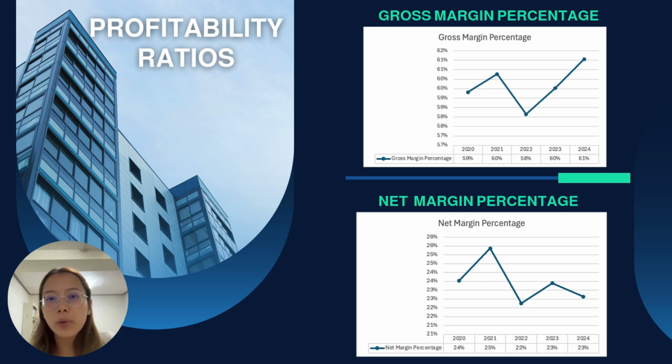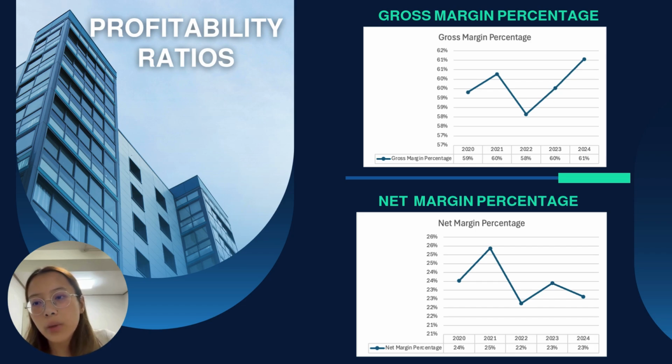Now let's talk about the profitability ratios. The first one is gross margin percentage. It reveals the percentage of revenue that exceeds the cost of goods sold. The gross margin percentage shows minor fluctuations from 2020 to 2024. Starting at 59% in 2020, it improved to 60% in 2021 before dipping to 58% in 2022. However, the company quickly recovered, reaching 60% in 2023 and peaking at 61% in 2024.